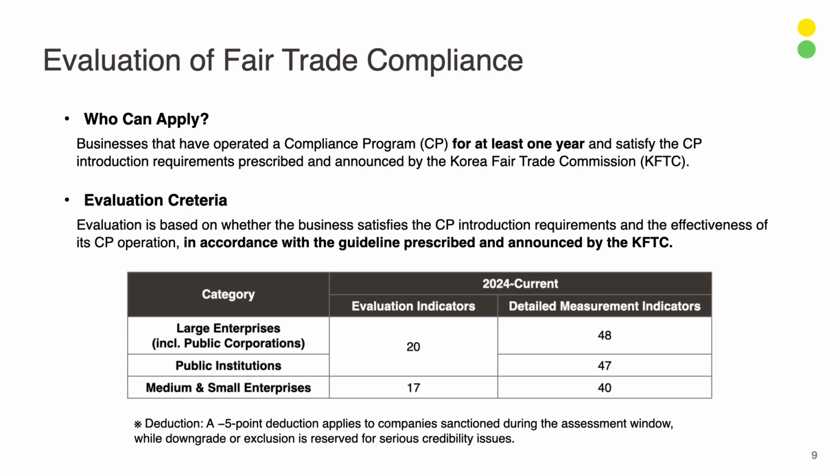Until last year, a company's grade was downgraded if it was caught for misconduct, but that rule is now removed. Instead, if a company has filed a criminal charge or received a surcharge by KFTC during the evaluation year, a 5-point reduction can apply. And in more serious situations, for example, where the conduct significantly undermines the credibility of the CP policy, this evaluation committee can still downgrade the final rating or even refuse to issue a grade, regardless of the given score.